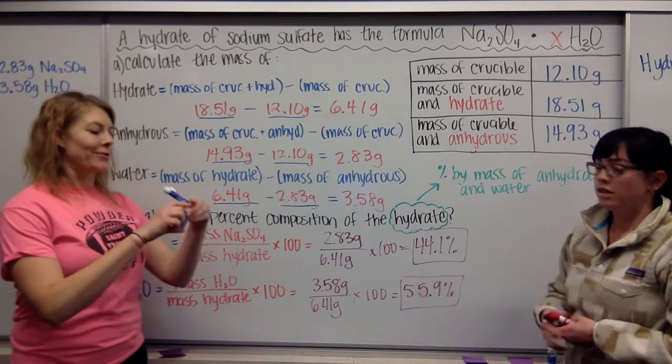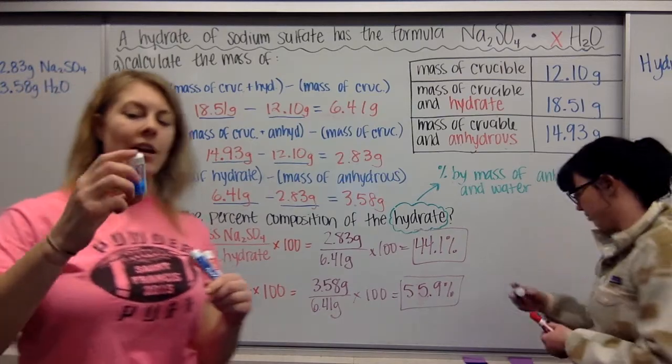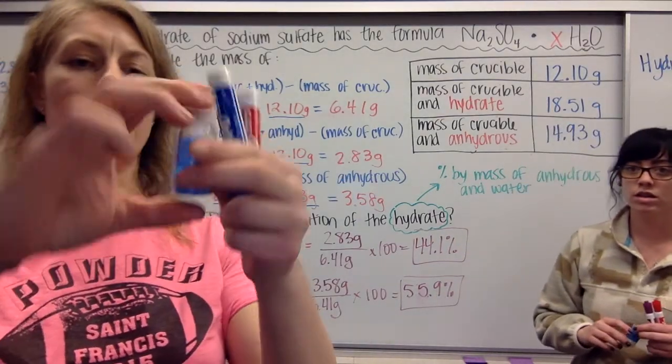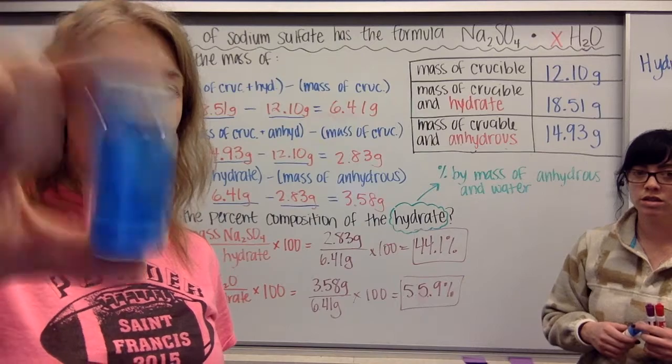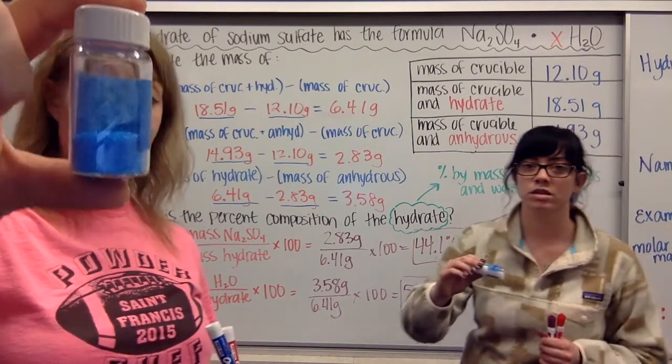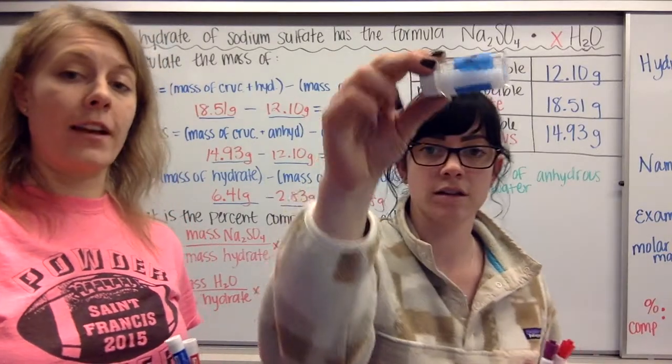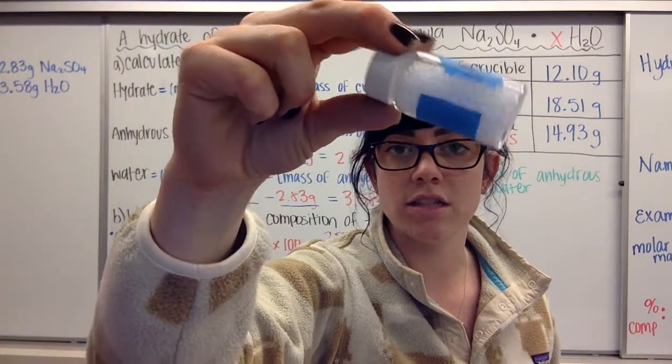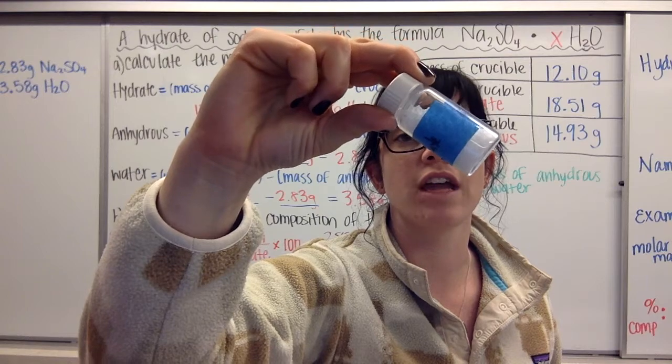We didn't show you what the hydrates look like, but here's one hydrate. This is one we won't use in lab, but notice that they are solid. They're very small crystals. Ionic compounds are crystals. This is copper 2 sulfate hydrate. And this one is our magnesium sulfate.